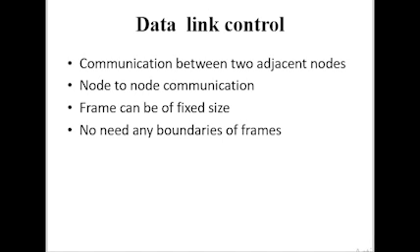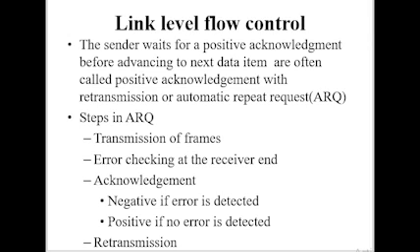Data link control: the communication between two adjacent nodes, node to node communication. Frames can be fixed size, so there is no need for any boundary of the frames. Link level flow control: the sender waits for a positive acknowledgement before advancing to the next data item, called positive acknowledgement with retransmission, or automatic repeat request (ARQ). The steps of ARQ: transmission of the frame, error checking, and receiving the error. Then provide acknowledgement for the particular frames.